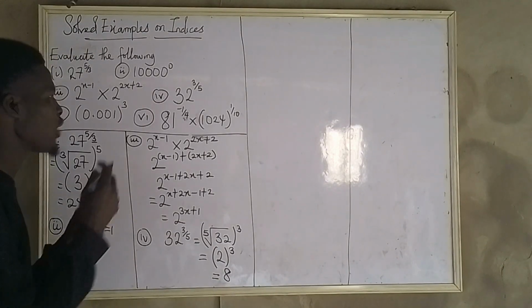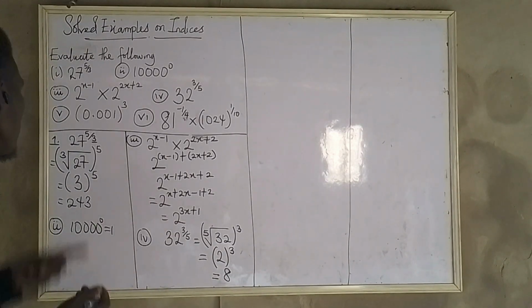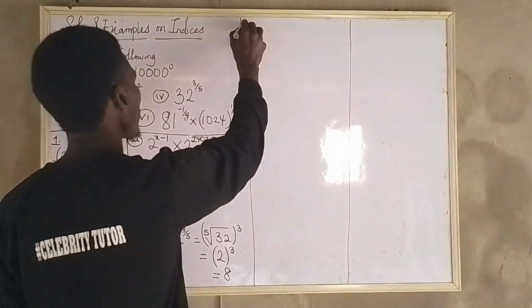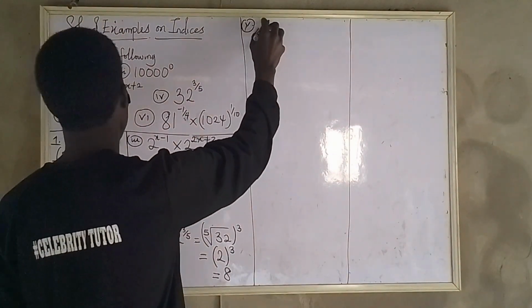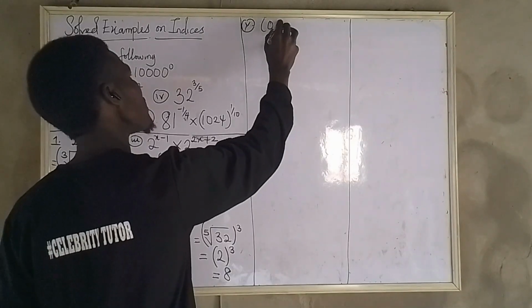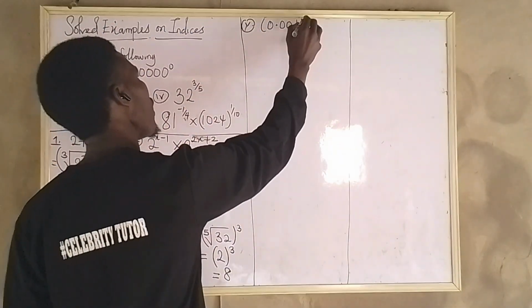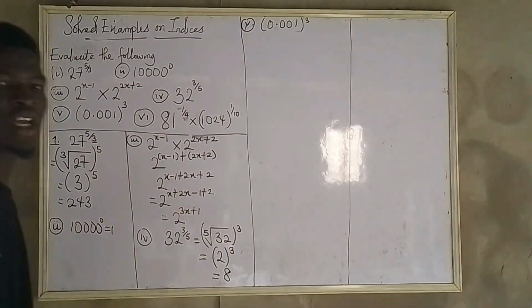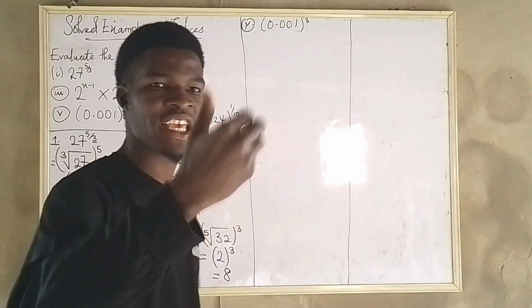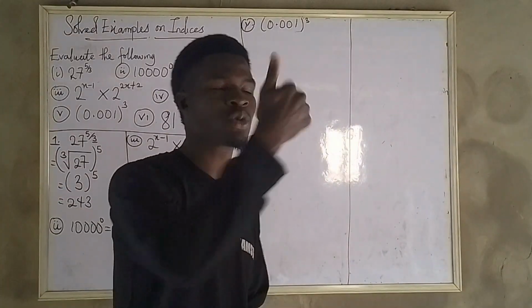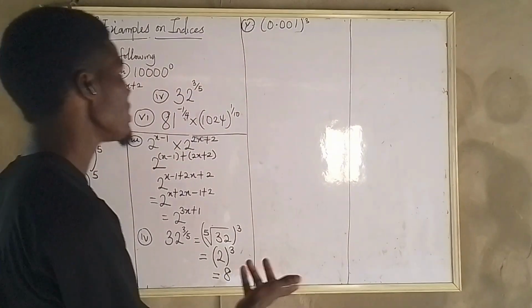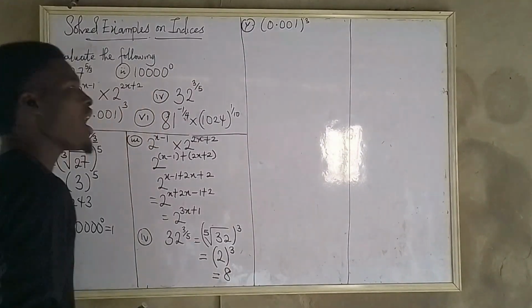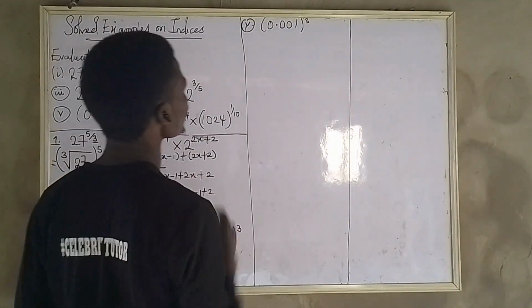So I hope you are flowing with these questions. So now look at question number 5. I like this question 5. This question 5 says that if I have 0.001 all raised to power 3. Now, you cannot solve this with a calculator because you are in indices class. If you solve this question with a calculator, automatically you miss it. So the first thing is to apply indices. And how do you apply indices? First, turn this into standard form.